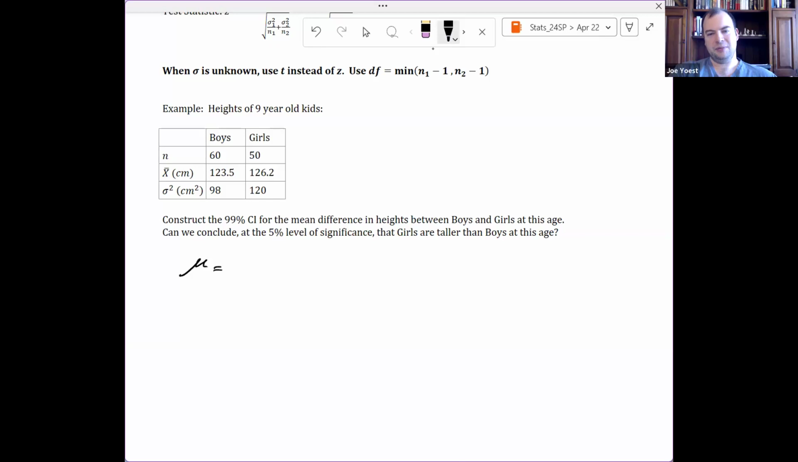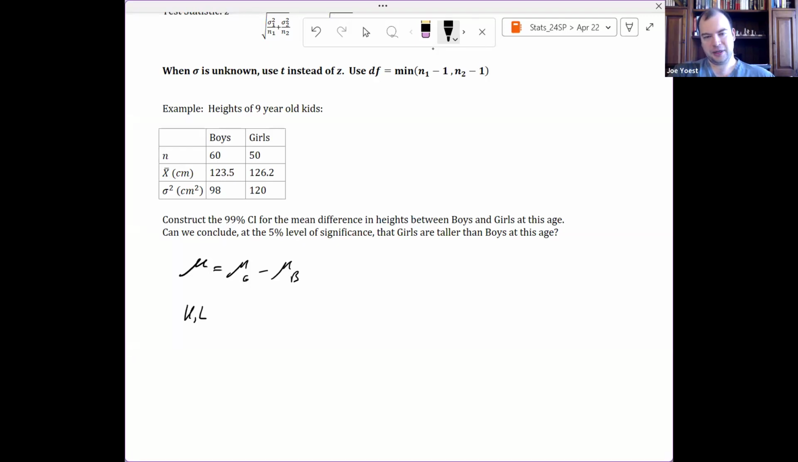So we have to decide what mu is going to be. Do I want to do mu boys minus mu girls or the other way around? In theory, it doesn't matter as long as we're consistent. I would rather deal with positive numbers than negatives. I don't want to risk forgetting a negative or something. So I'll do mu girls minus mu boys, because then my x bar is going to be x bar girls minus x bar boys, and that's going to be a positive number.